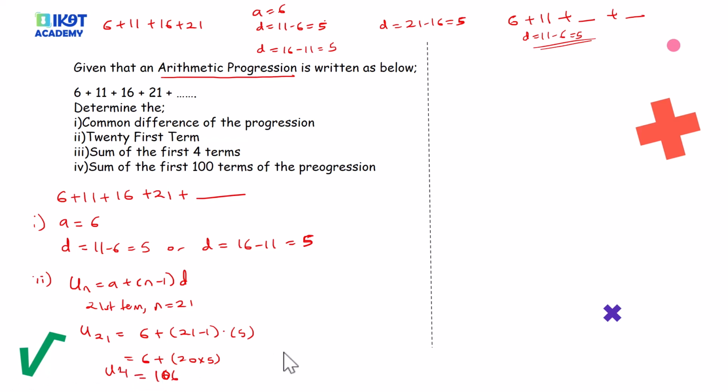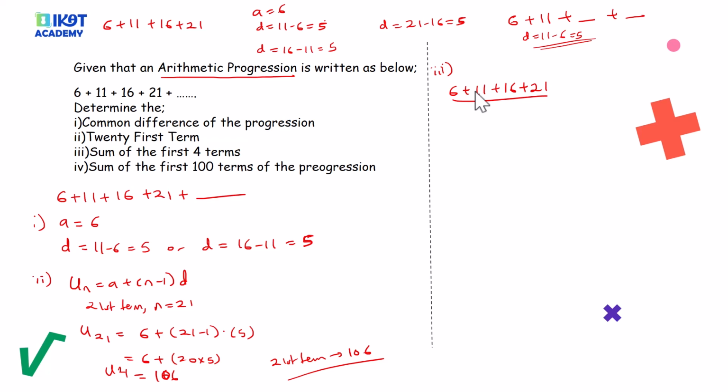Okay. Then now we go to our next question. It's saying the sum of the first 4 terms. For this question it's simple because you already have the 4 terms. So you can say 6 plus 11 plus 16 plus 21, and you put it in your calculator, and your answer is 54. Yeah, that one we would have gotten.